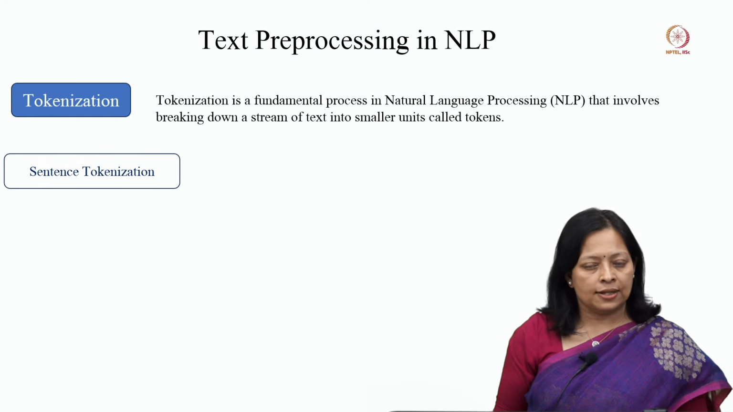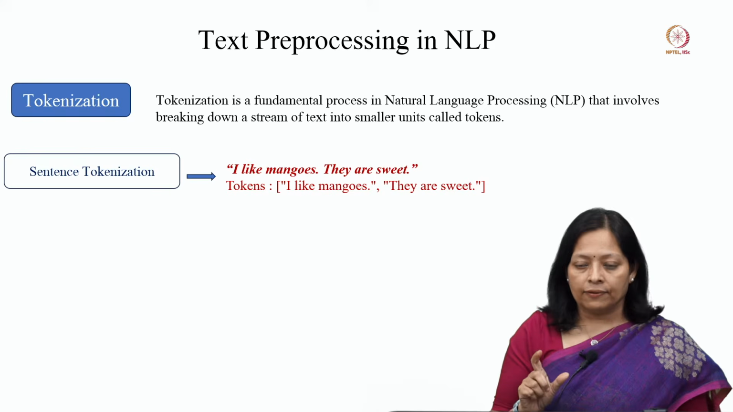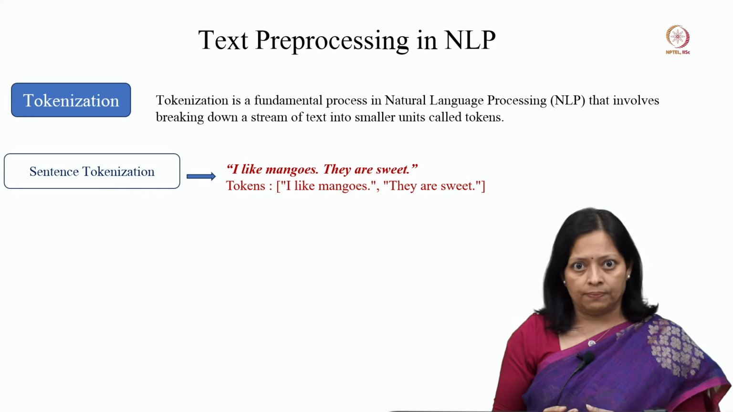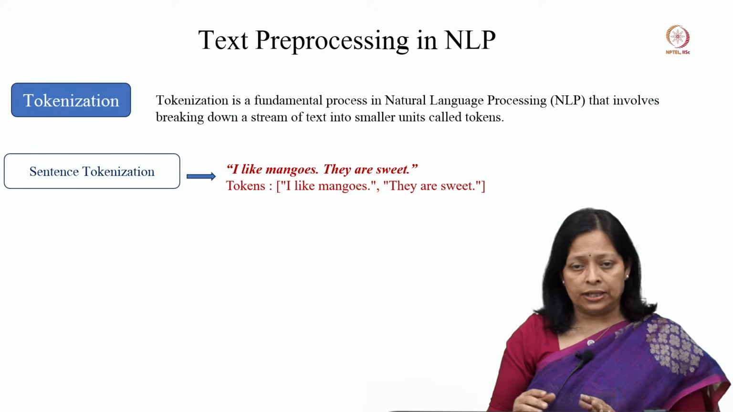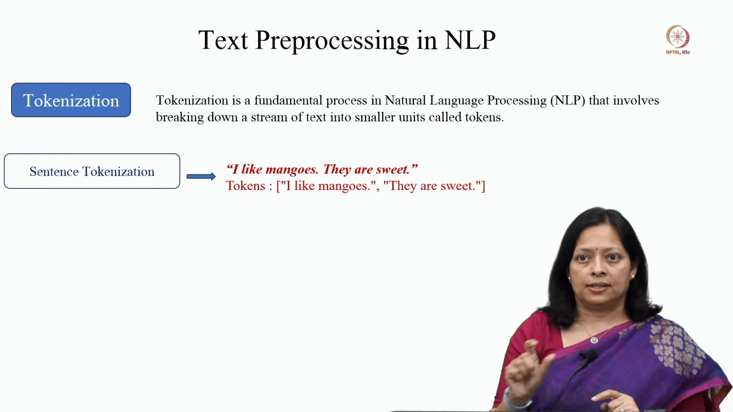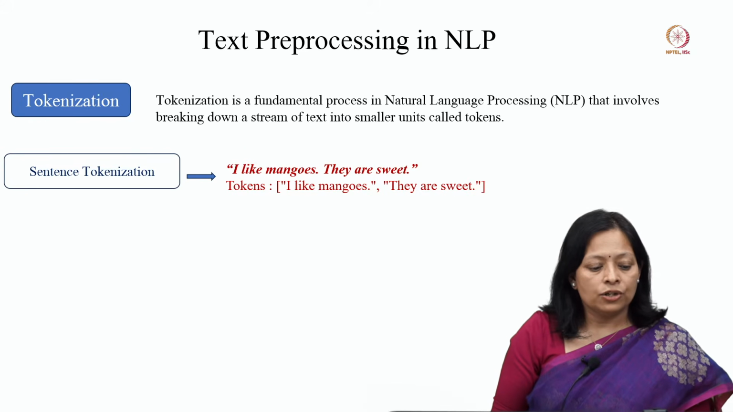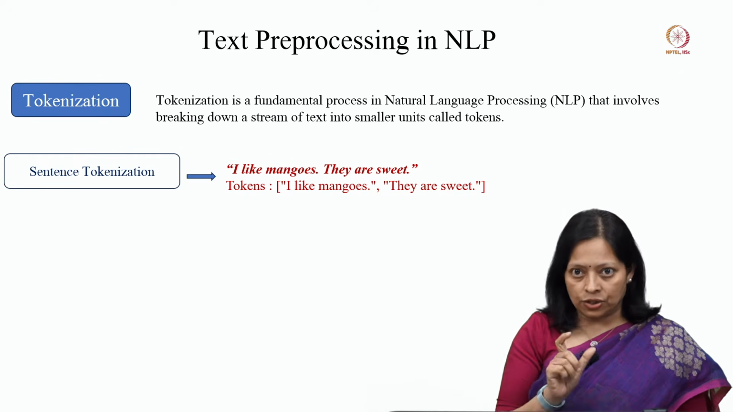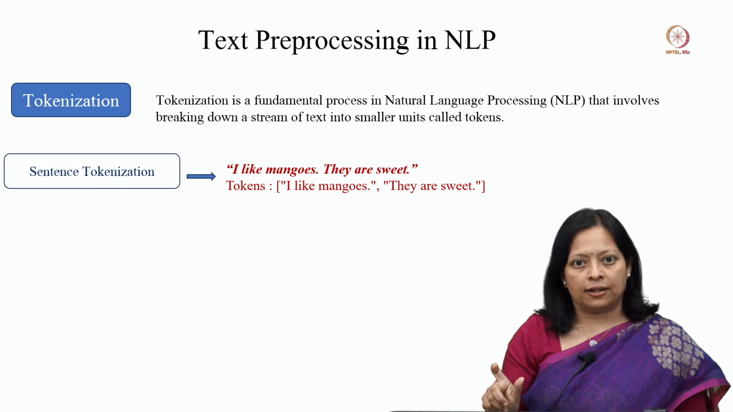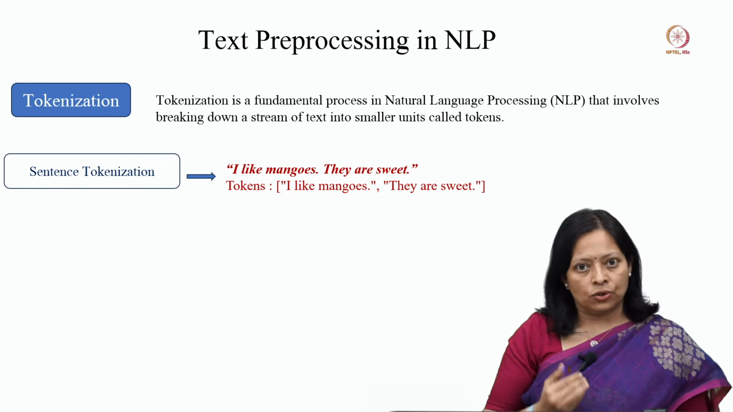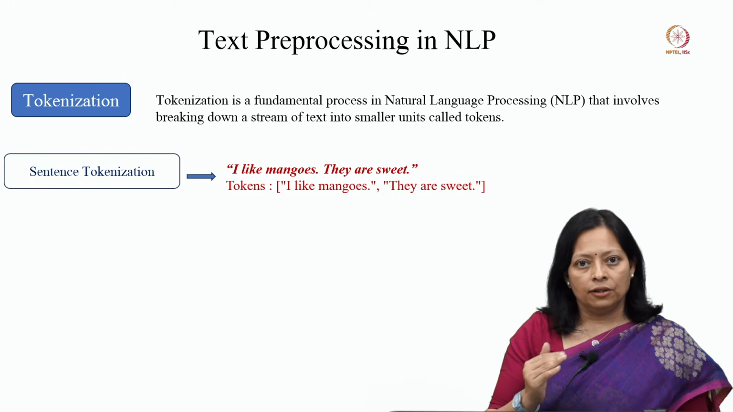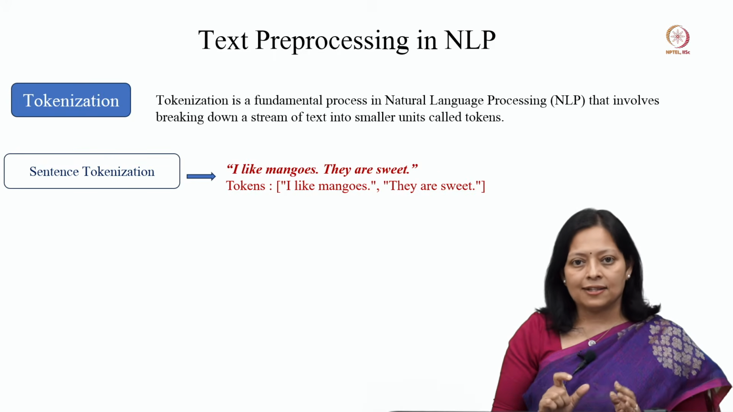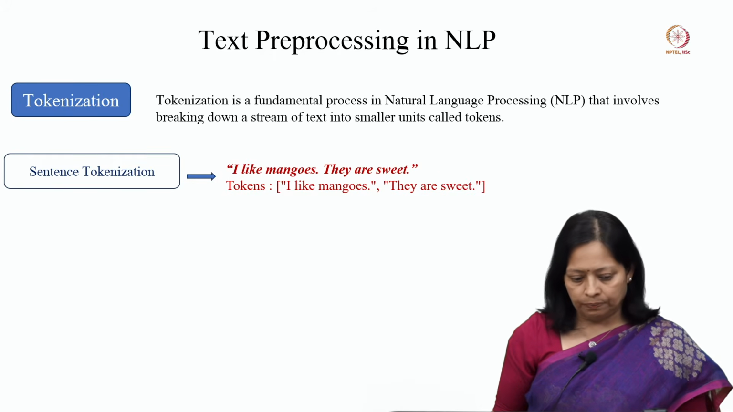One is sentence tokenization. We will see an example. Say we have 2 sentences, like, I like mangoes, and they are sweet. So these are the first and the second line of a paragraph. Now if I do a sentence tokenization, we get the tokens like I like mangoes, that is one token, and they are sweet, that is another token. So this is called sentence tokenization, which basically means dividing your entire paragraph into different sentences, and these sentences are called tokens.